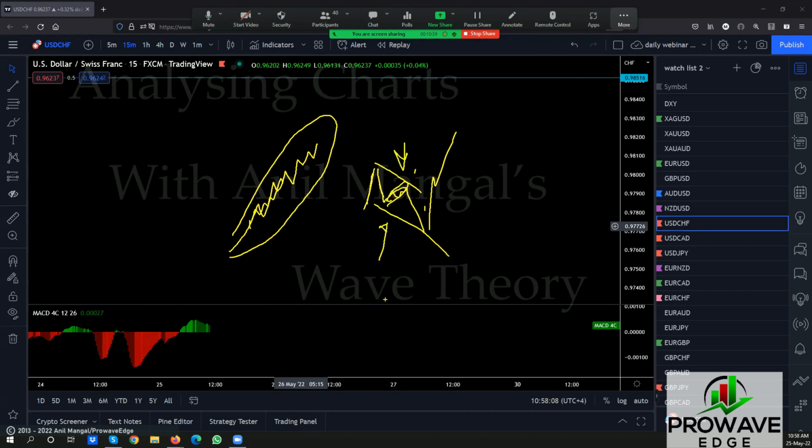Now, the question would be, at what time frame are you looking at that? If it's a 4-hour trend, is it a 1-hour trend? Is it a daily trend? Is it a 15 minute trend? That's the problem, and this is where the complexity comes in.